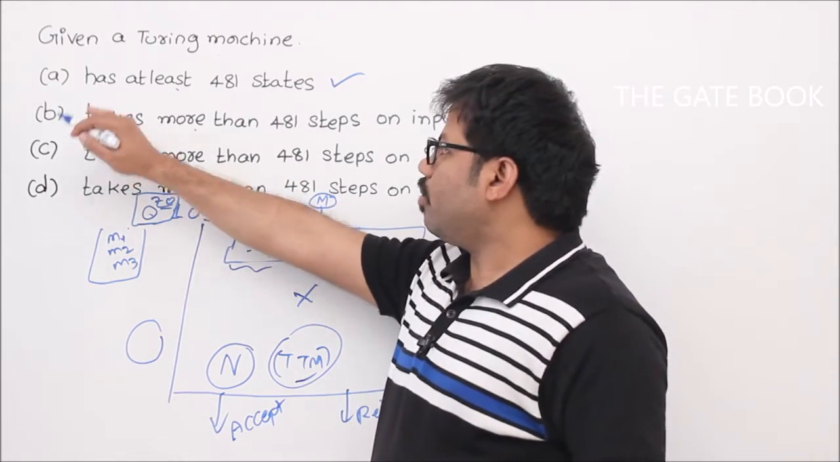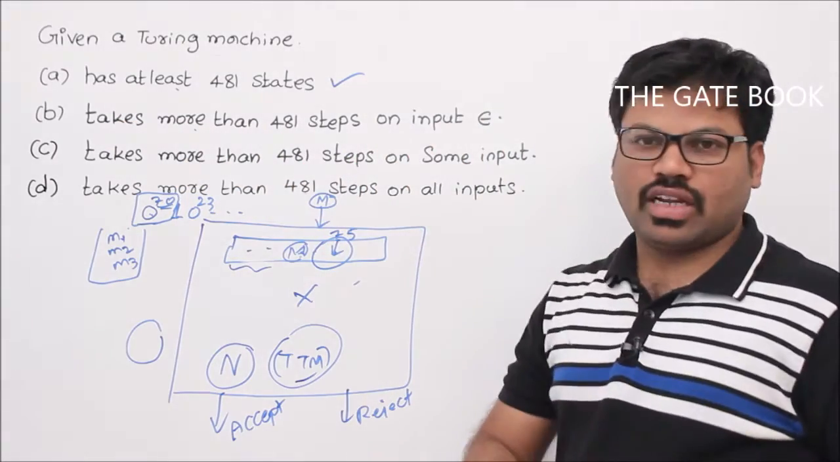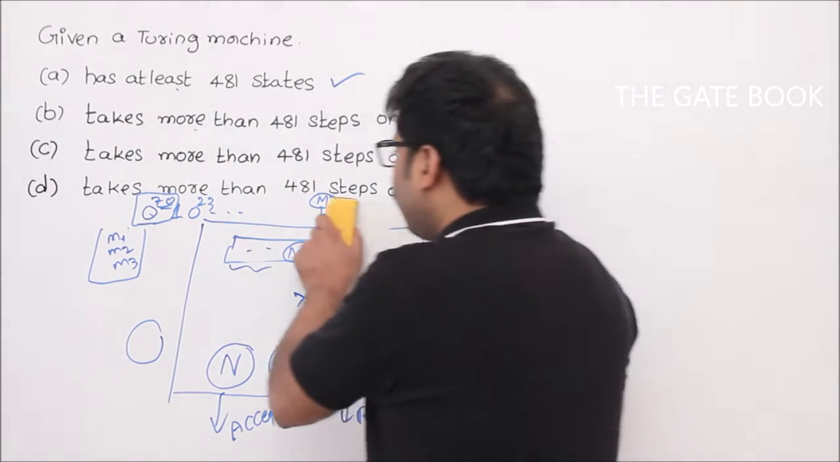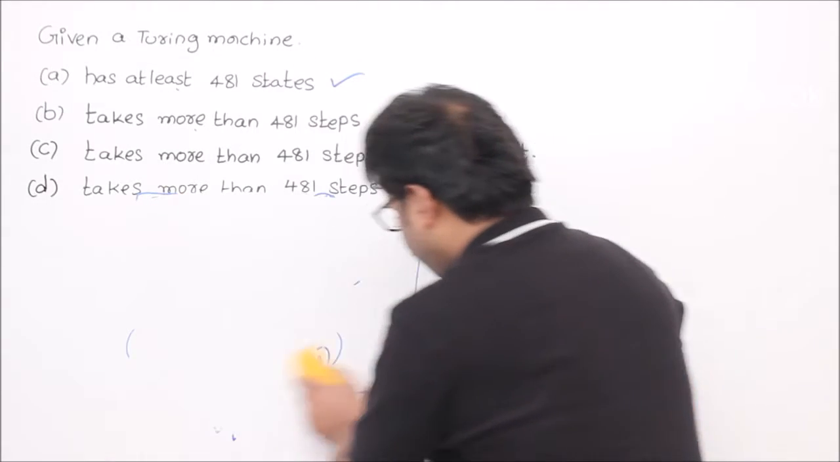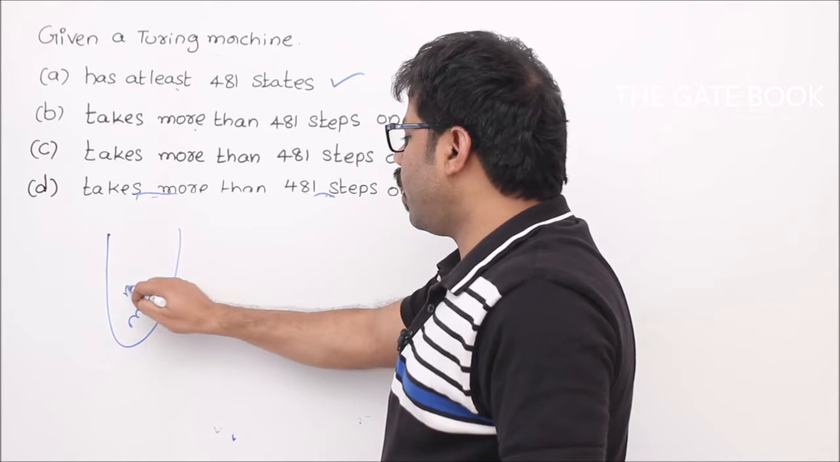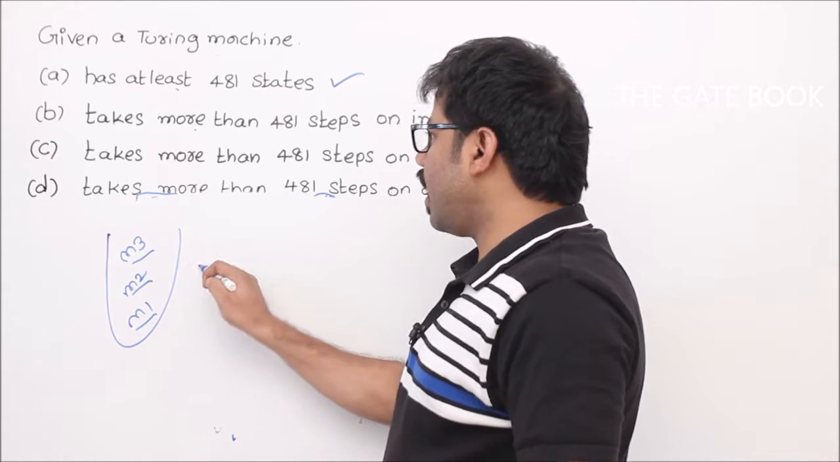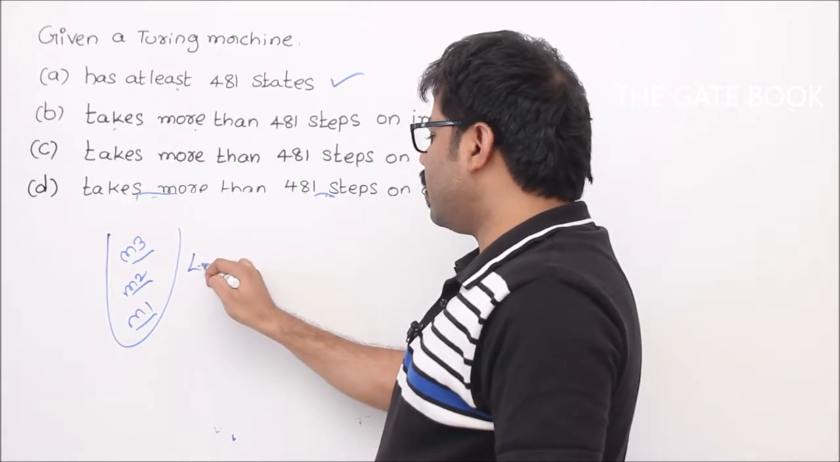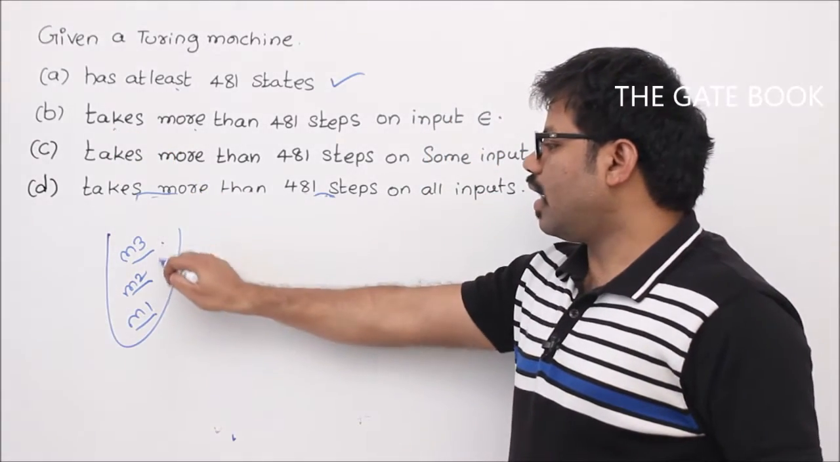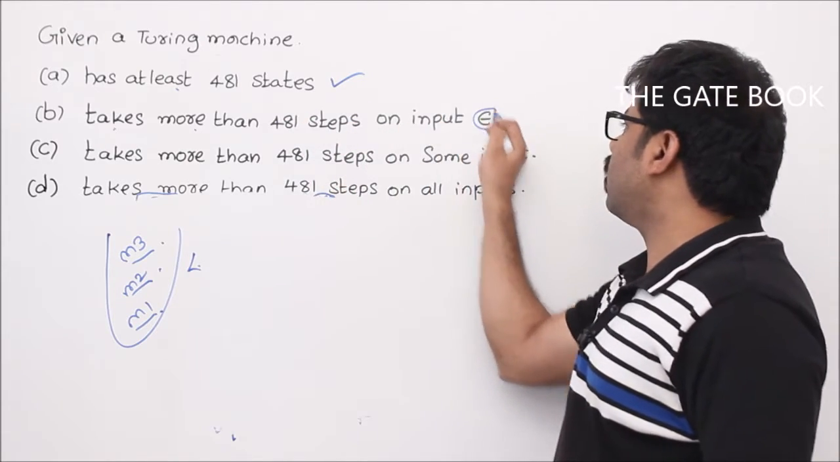So is there any Turing machine? Given a Turing machine which takes more than 481 steps on input epsilon. Now this time the language is like this: a collection of strings M1, M2, M3. What kind of Turing machine codes do we have to collect in our language? Problem B is a language. Okay, what is that language? It's a collection of Turing machines which take more than 481 steps on input epsilon.